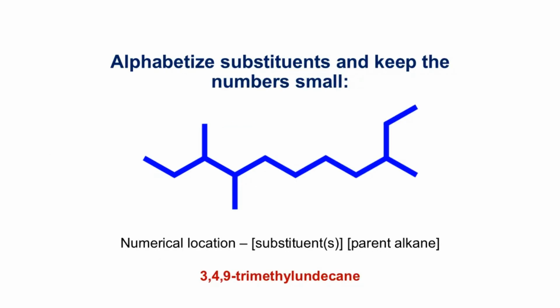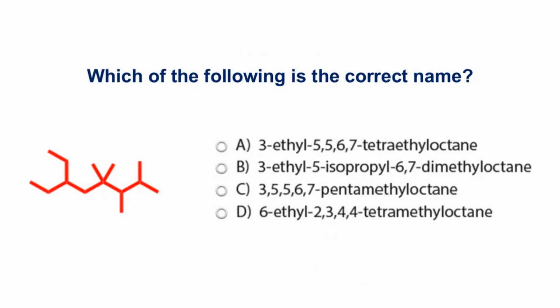Following the standard format, the numbers go first, followed by substituents, and then the parent alkane. This gives 3,4,9-trimethylundecane. Using the same rules, which name here matches the molecule shown?